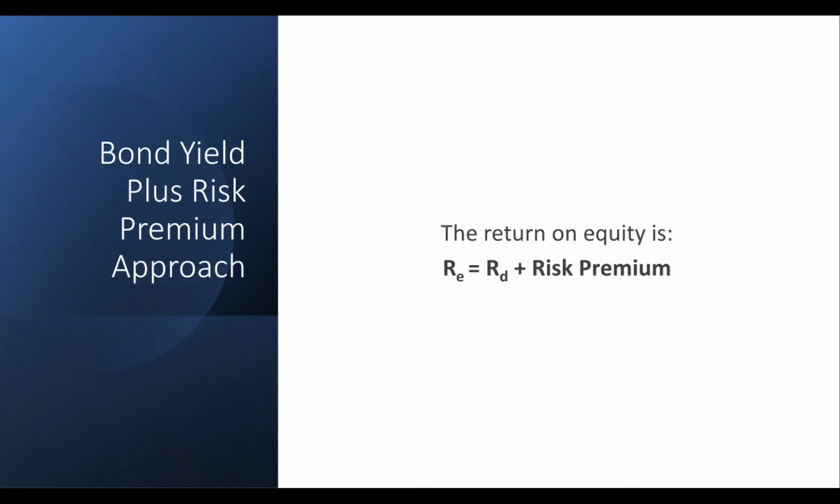Now let's move to the bond yield plus risk premium approach. As per this approach, the cost of equity to a company equals the corporate bond yield plus some premium. That is a spread representing the premium against the risk on investing in equity over the bonds. And this risk premium may be calculated using one of the approaches we just discussed. So this is the equation. The risk premium is usually estimated from the historical spreads between stocks and bonds.